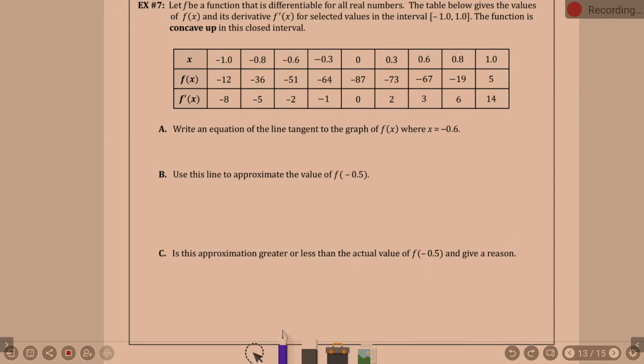On 7, let f be a function that is differentiable for all real numbers. The table below gives the values of f of x and its derivative f prime of x for selected values in the interval -1 to +1. The function is, this is good to note, concave up in this closed interval. Okay? Write an equation of the line tangent to the graph of f of x where x equals -6/10.